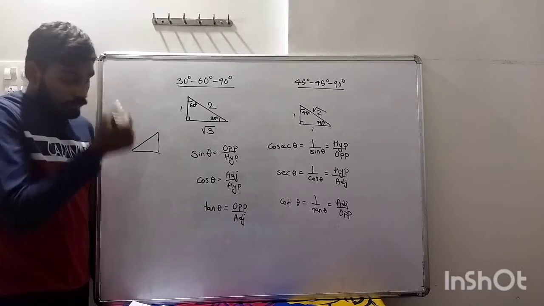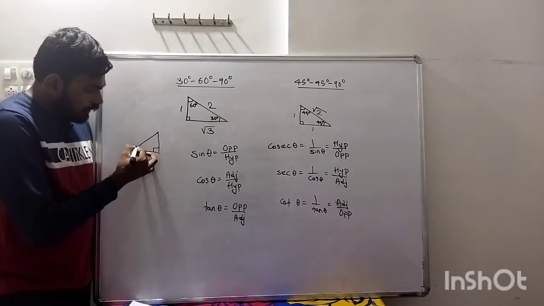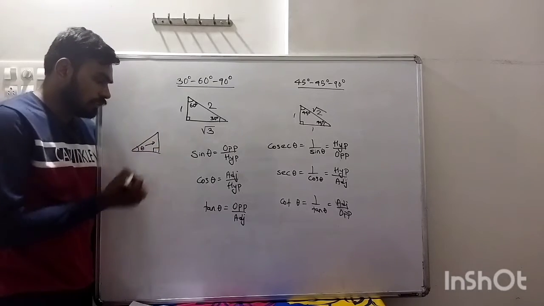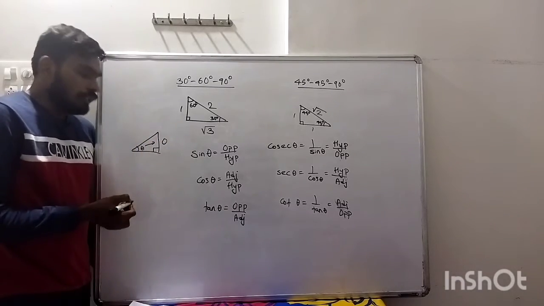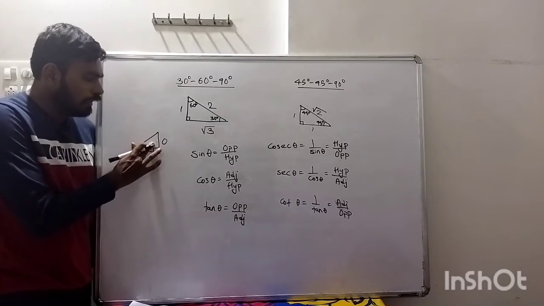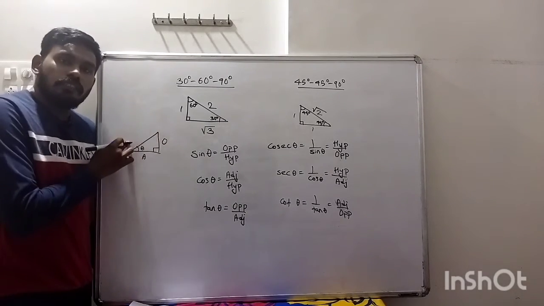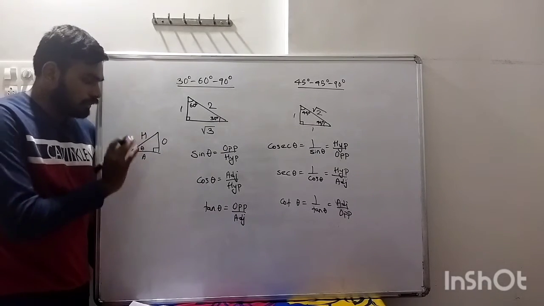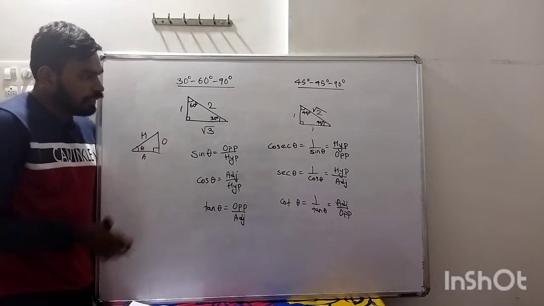Now see this triangle. This angle is theta. The opposite side is the one in front of it. The adjacent side is the side which is touching the angle, and this side which is slanted is the hypotenuse. Understood? So remember this, and then you can tell any trigonometric ratio.